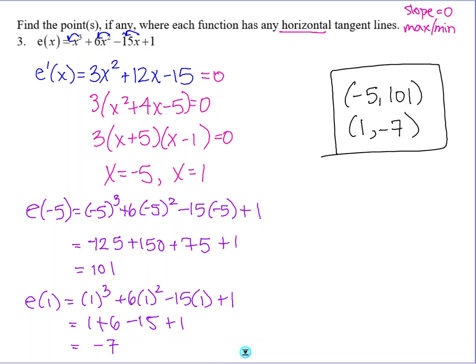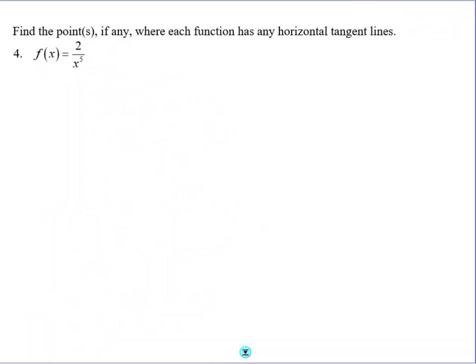Let's look at one last example. I want to find the points where this function has a horizontal tangent line. Now, this is a rational function, not a polynomial like all of our other examples. But we can rewrite this and still apply the power rule. If you remember your properties of exponents, this is the same as 2 times x to the -5th.